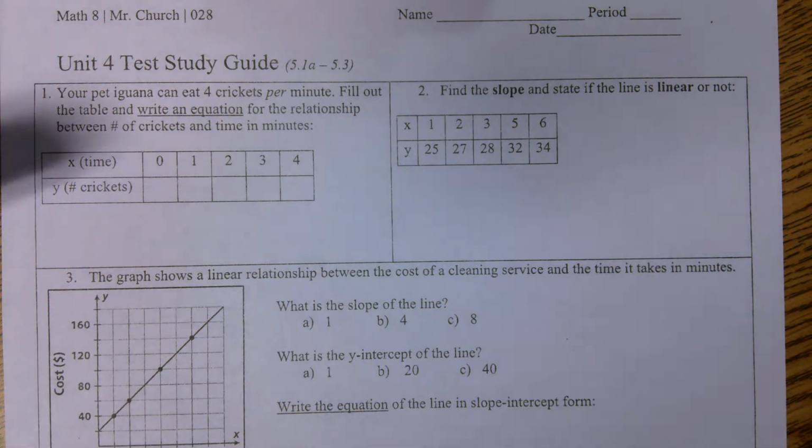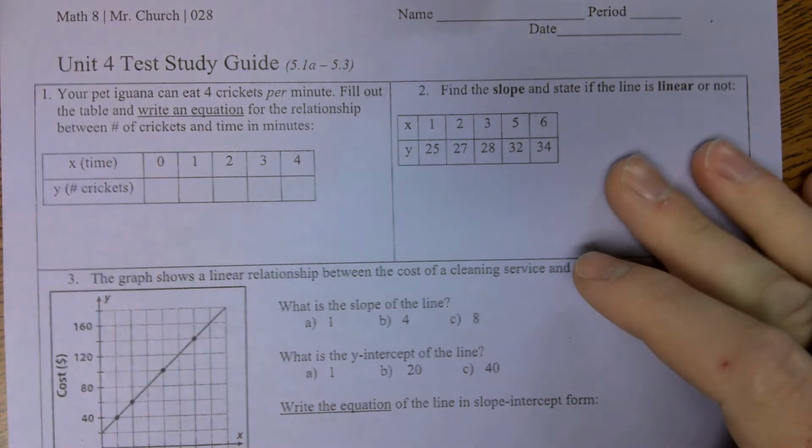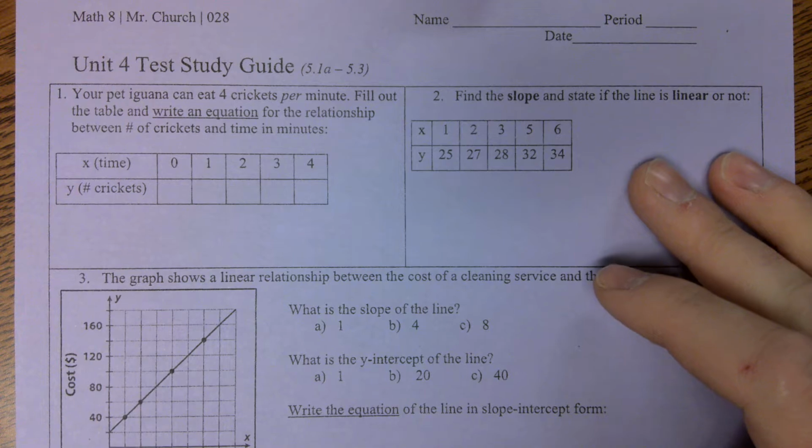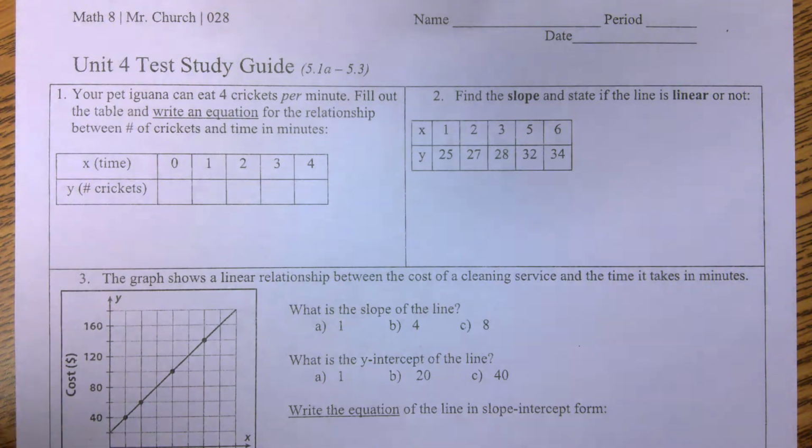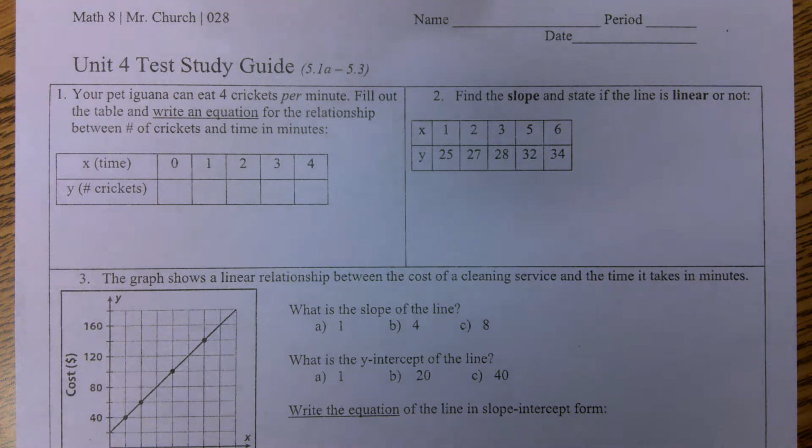All right, let's go ahead and talk about worksheet 28, our Unit 4 study guide. Really quick unit here, so we're going to have a quick test. Shouldn't be too bad. A lot of it's honestly just kind of the same thing, just done in a different way, right? It's all about slope, y-intercept, and writing a linear equation in slope-intercept form. So let's take a look at number 1.